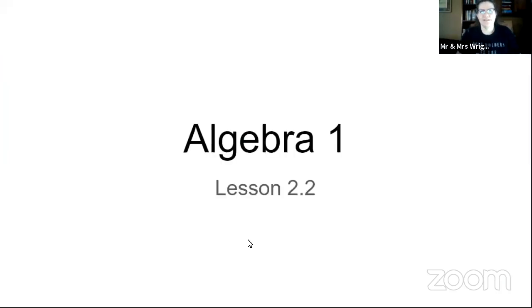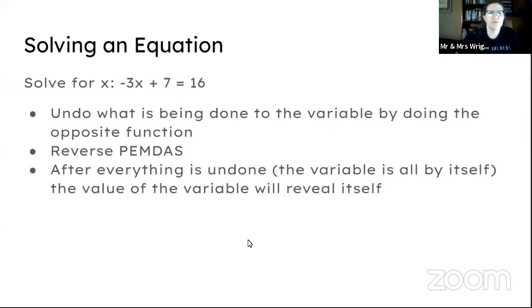Algebra 1, lesson 2.2. So we just went over the vocabulary and now we're going to jump into the lesson. If you're following along online, this is page 2 of the online book in module 2. So lesson 2.2. First thing we want to talk about is how to solve equations. There are some basic principles that we need to know about solving equations.